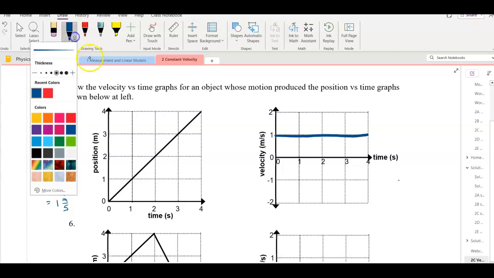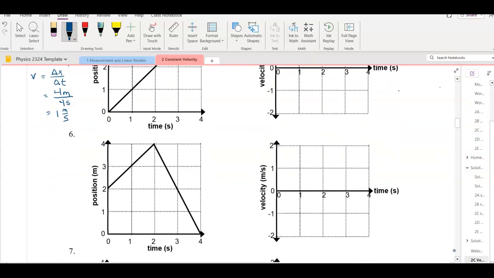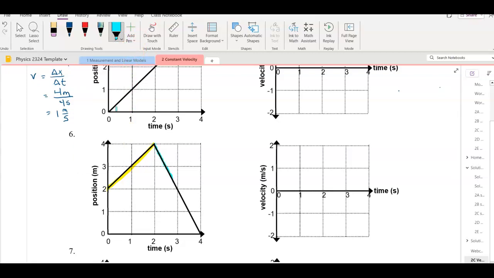Okay, let's look at the next one. So here, we've got a little bit more complicated motion. See how the slope changes? First, it is moving in the positive direction for the first part of the trip, and then it turns around. It does not pause, but it turns around, and then it moves in the negative direction. Okay, so I'm going to call this part A of the trip and this part B.